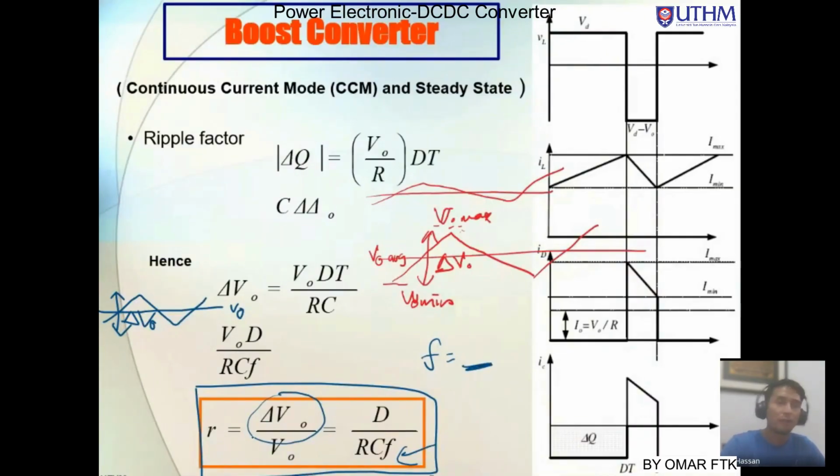So the ripple factor is delta V out divided by V out, and that is equal to D over RCf. D is the duty cycle, R is the load resistor, C is the capacitor that you want to determine, and f is the frequency of your system, of your boost converter.